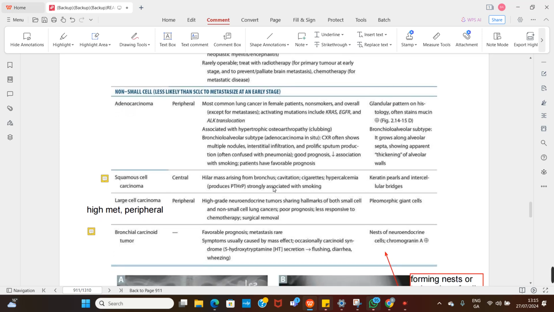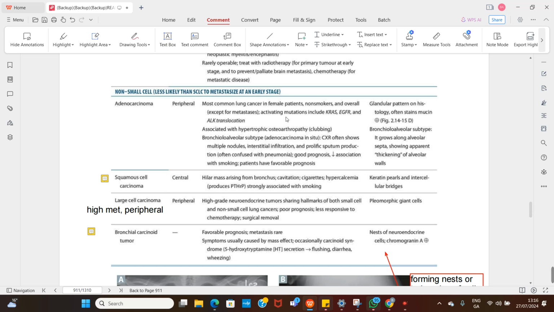For the non-small cell, adeno, what is the position going to be like? Peripheral. They will tell you that the position of the tumor is peripheral if they want to be generous. The classic individual demography is that they are going to be a female non-smoker. A female non-smoker, think of adenocarcinoma.